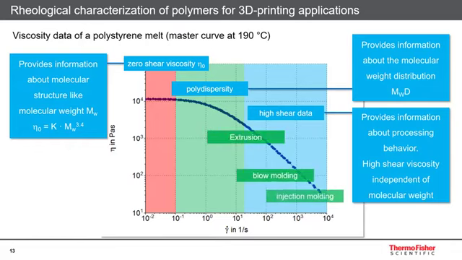We see here the typical shear rate ranges for classical polymer processing techniques. And FDM can usually be found in the range between 100 and 1000 reciprocal seconds. Those are the shear rates a polymer melt is exposed to when flowing through the narrow nozzle of a 3D printing device.